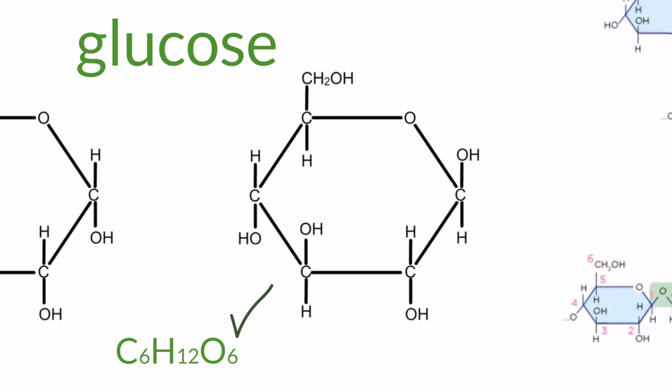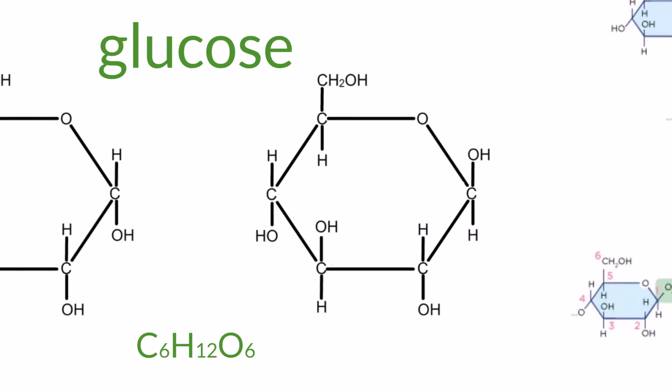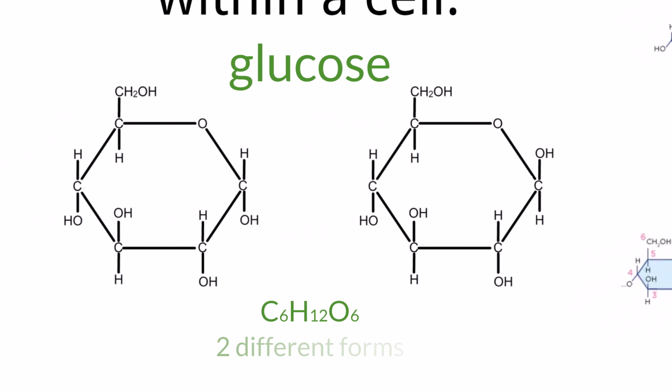Now, the last thing we need to know about glucose, which is very important, is that it comes in 2 different ring forms, which are called alpha and beta. There is one very specific difference that exists between these forms. Take a second to see if you can spot it.